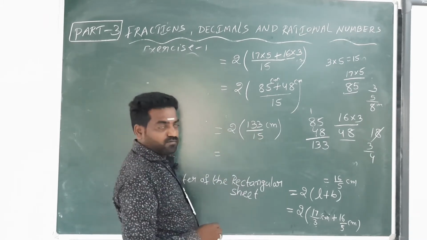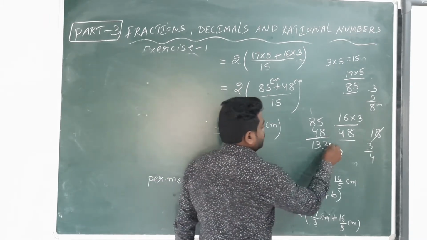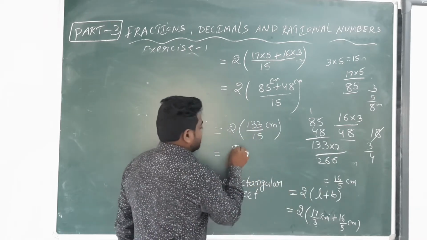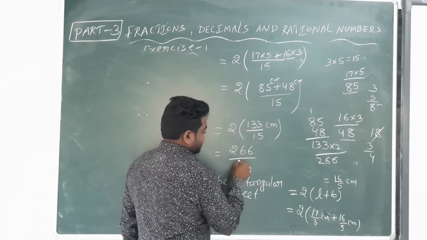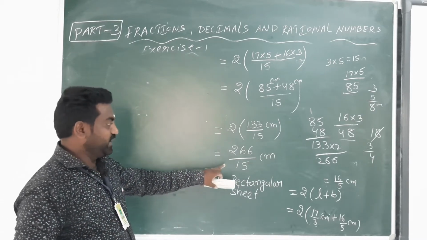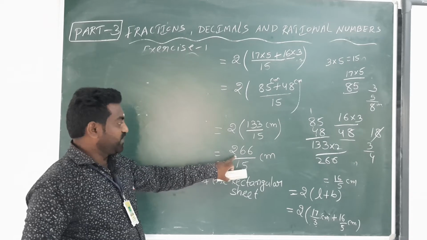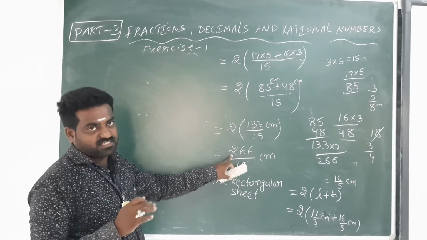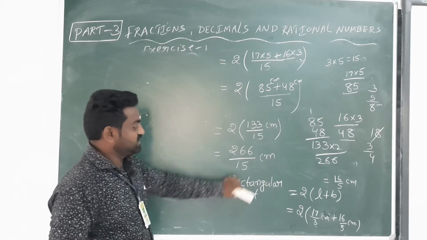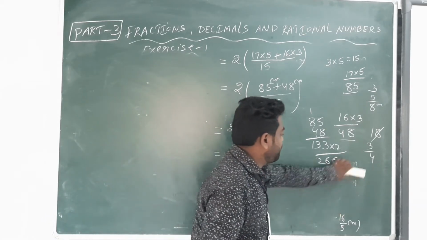Now 2 into 133: 2 3s are 6, 2 3s are 6, 2 1s are 2. So 266 by 15 centimeters. This is an improper fraction, so the improper fraction is converted into a mixed fraction.